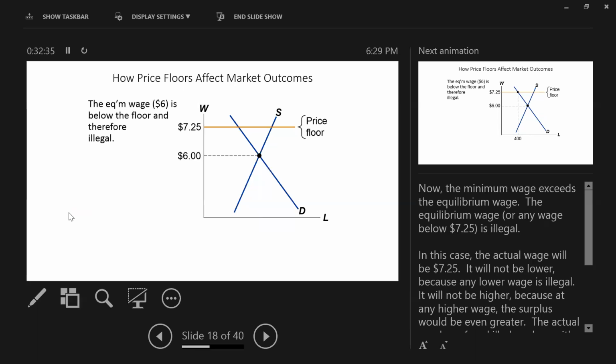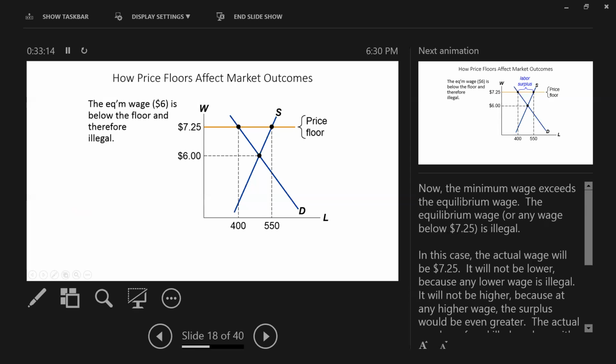So in this example, a binding price floor at $7.25 does in fact reduce the quantity of workers that the firms would like to hire. So in this case, the firms only want to hire 400 workers. They're not thrilled about that price being held artificially high. But who is thrilled? Well, the workers are happy. At an artificially higher wage, they're willing to work more hours than they would have. Problem is, there's only 400 hours of job available, but the workers would like to supply 550.